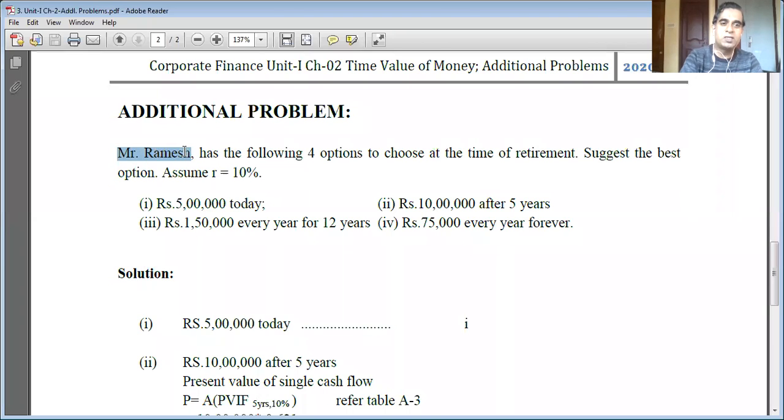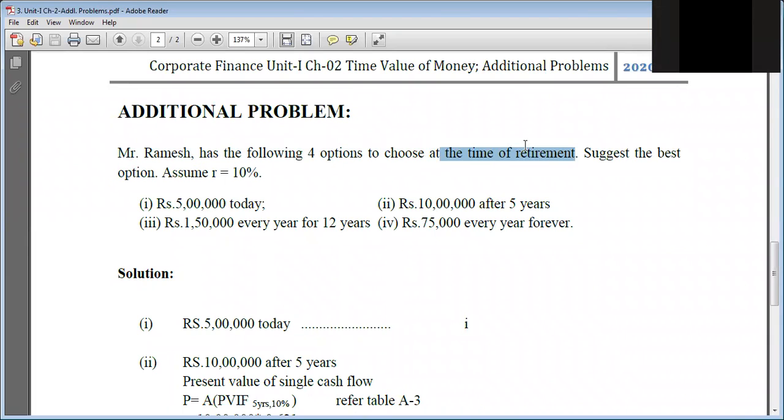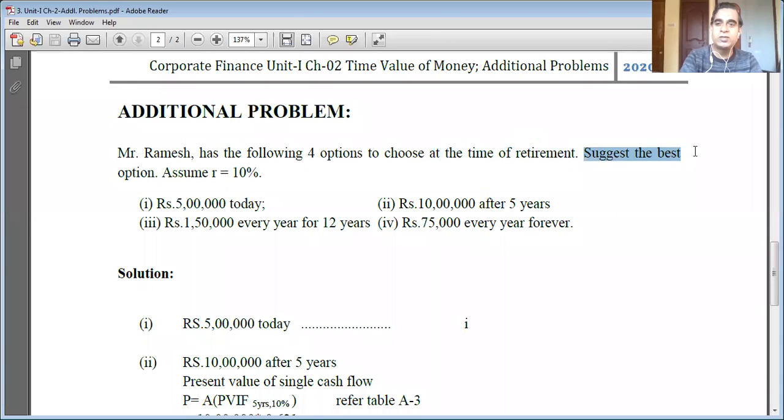So the situation is, Mr. Ramesh has the following 4 options to choose at the time of retirement. So Mr. Ramesh is going to get retired, and at the time of retirement, his employer has given him 4 options. So your duty is to suggest the best option for Mr. Ramesh. So assume that our discount rate is 10%.